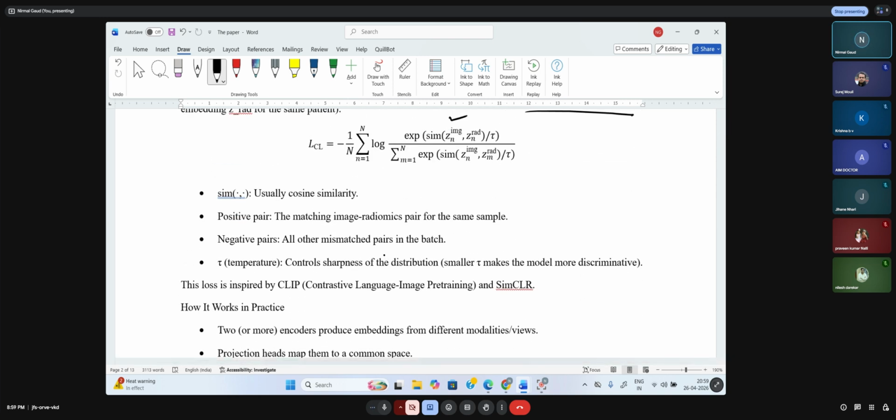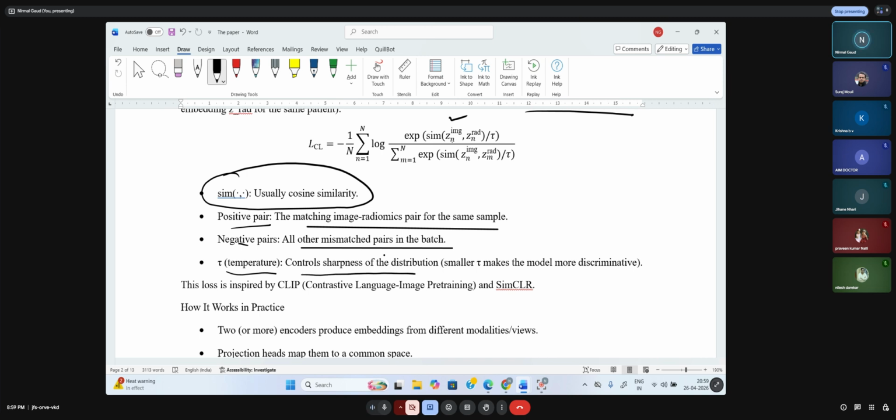Okay, Zn will be the vector. This is similarity, a cosine similarity. For a positive pair, the matching will happen between the pairs. For a negative pair, there is a mismatch. Tau, the temperature, controls the sharpness in the distribution, so this will be randomness.